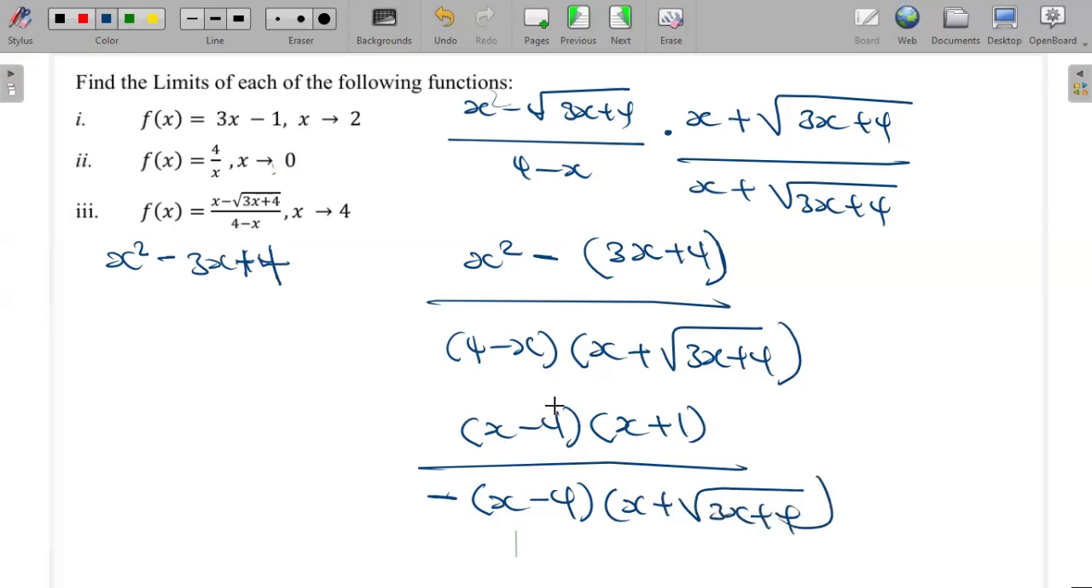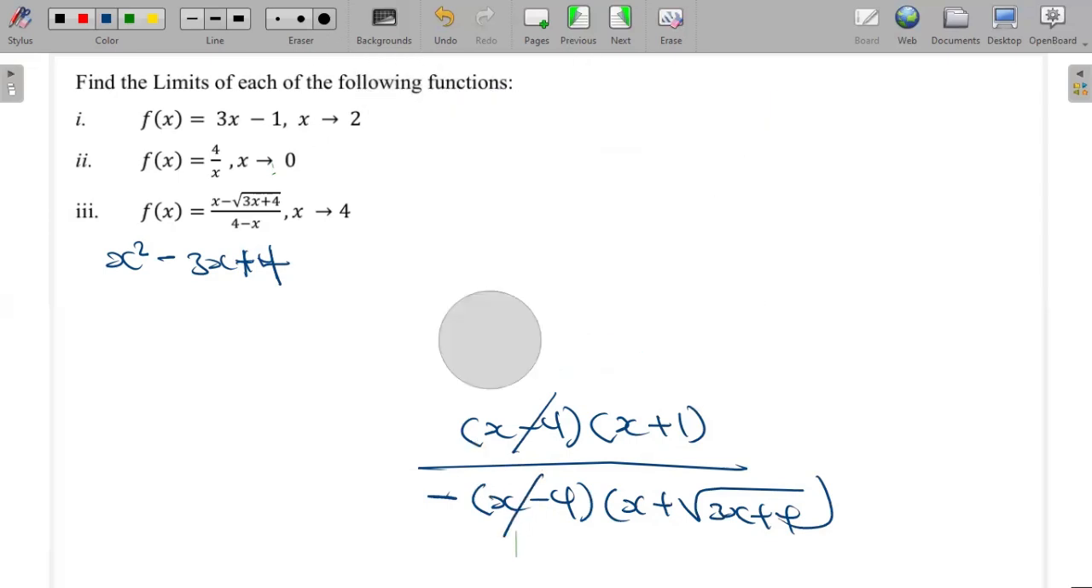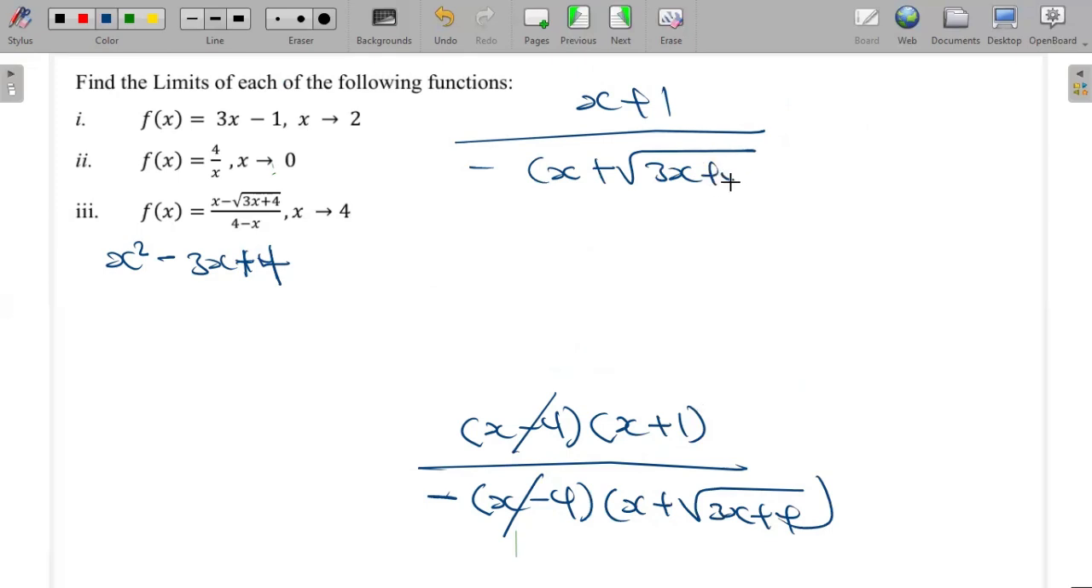So we've made these juggles such that this and that will divide. And when they divide, what do we remain with? On top you have x plus 1, and then you have the negative there, and then x plus the square root of 3x plus 4, and then I close. Okay, so this is what you're going to get. Then here, you can substitute the 4 at this stage. If I substitute the 4, I have 4 plus 1 there, negative sign there, and then 4 plus, when we place 4, we get 12, 12 plus that 4, that gives us 16.